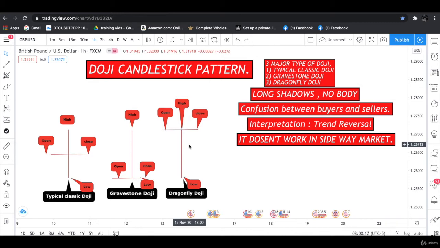And one more important thing, which I have experienced from my trading journey. The Doji candlestick doesn't work in the market when it is consolidating or is sideways. Always look for Doji in trending markets. So it would add an extra confluence to your trading strategy. So now let's go to the chart and find real life examples.